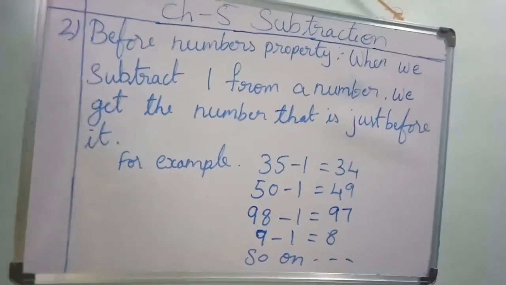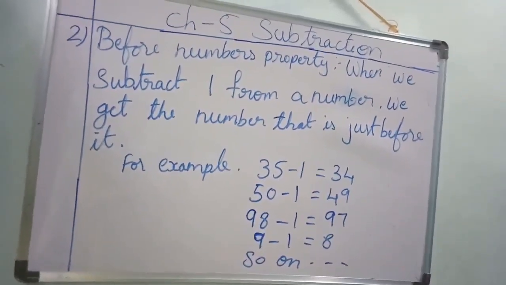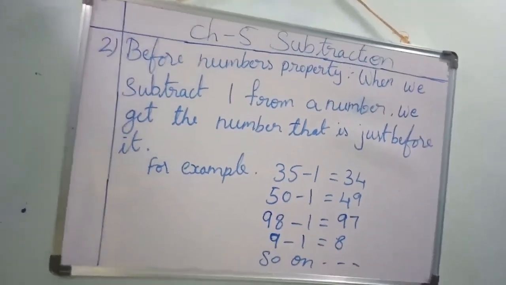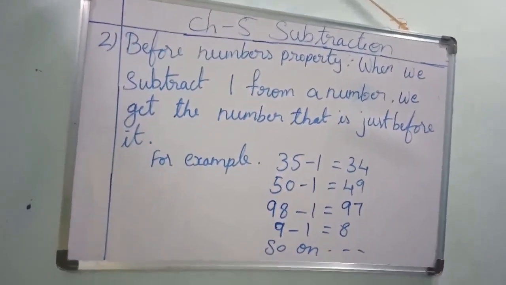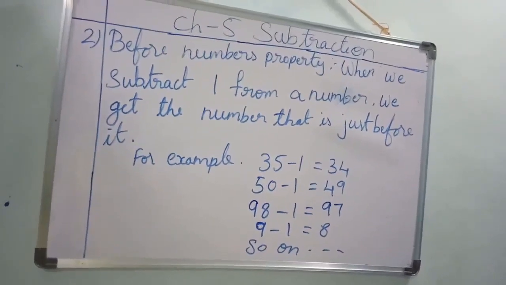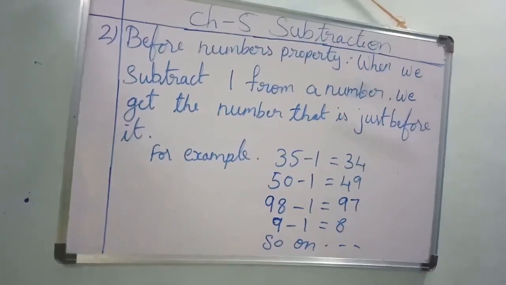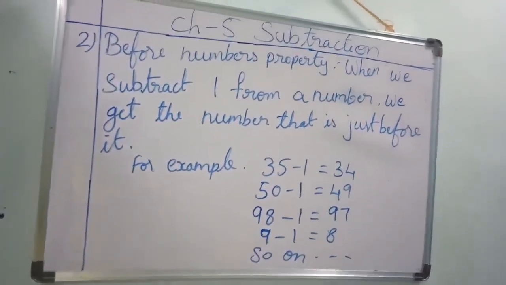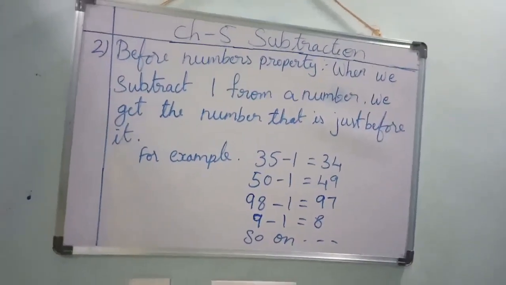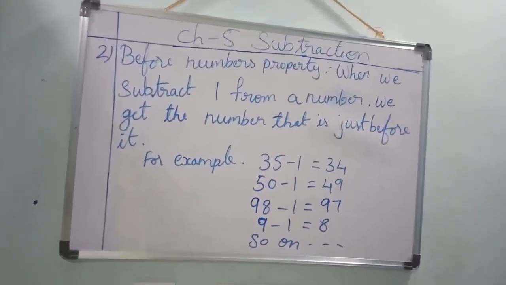Before number property: when we subtract 1 from a number, we get the number that is just before it. Understood, children? For example, 35 minus 1 is equal to 34. 50 minus 1 is equal to 49. 98 minus 1, 97. 9 minus 1, 8, and so on. Understood, children? Copy in the classwork.